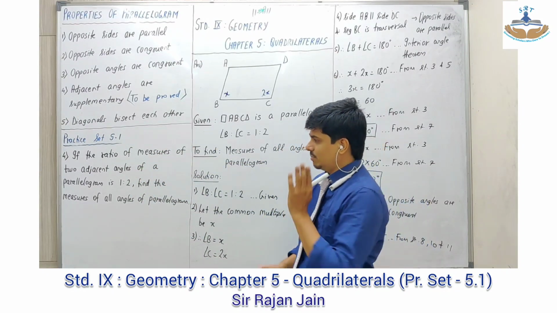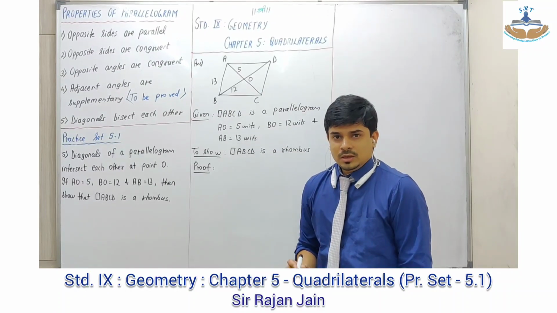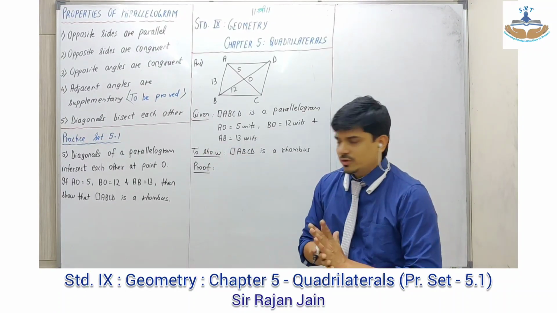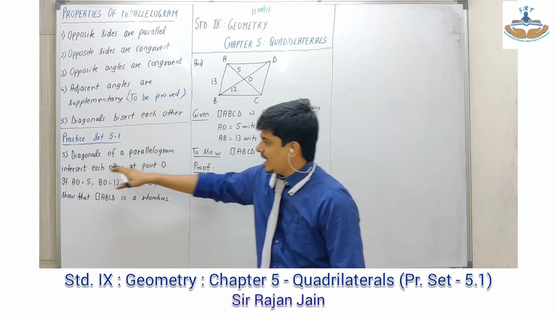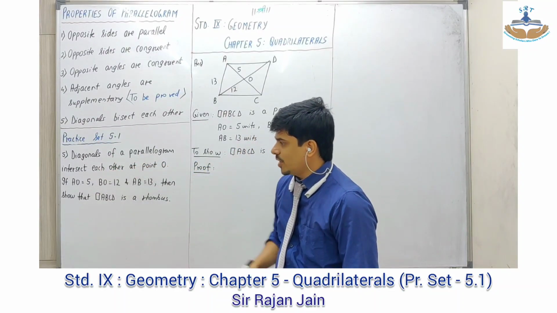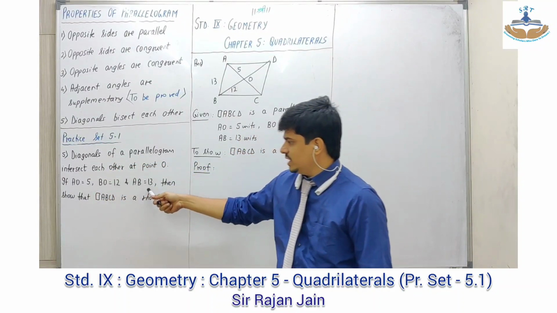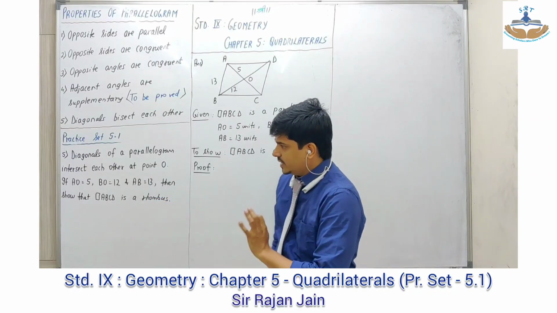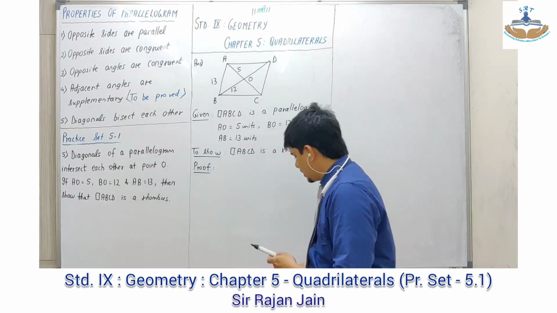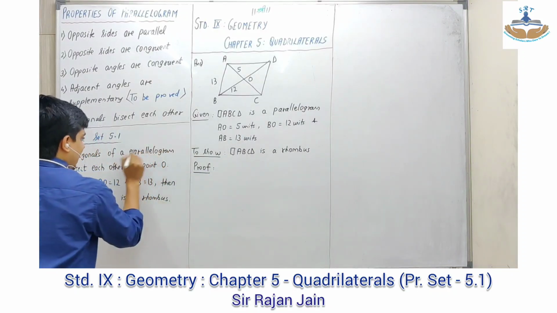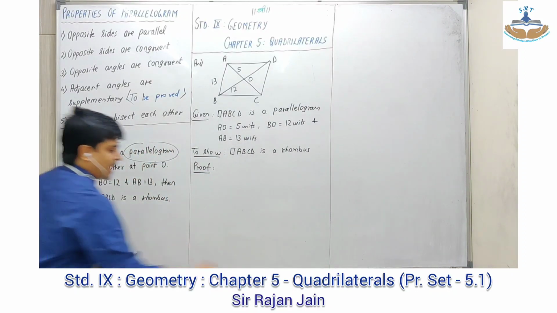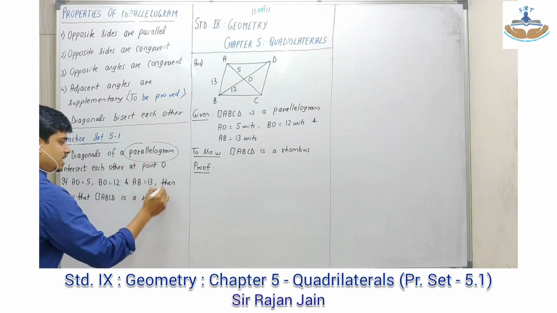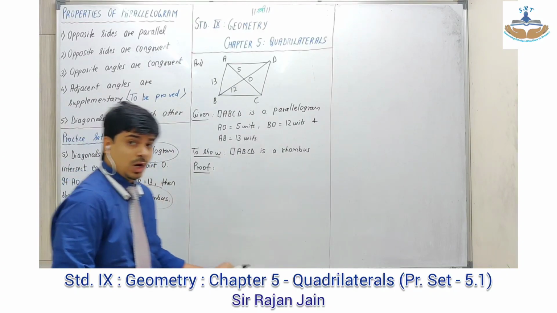Now let's see question number 5. Okay, students, now this is a different type of question. It says diagonals of a parallelogram intersect each other at point O. AO given, BO given, AB given, then show that quadrilateral is a rhombus. Now, it is already specified in the question that quadrilateral is a parallelogram. Parallelogram is given, but they are telling us to prove that this parallelogram is also a rhombus.